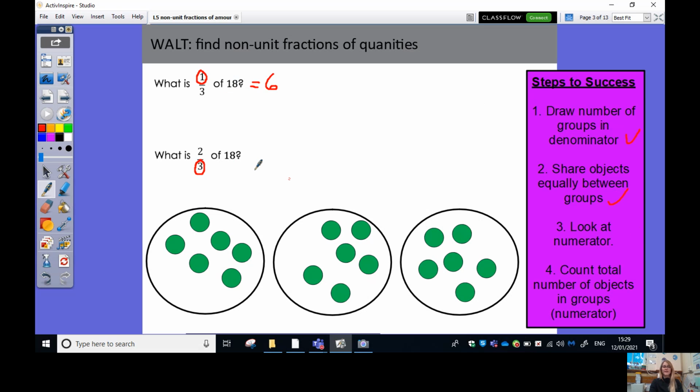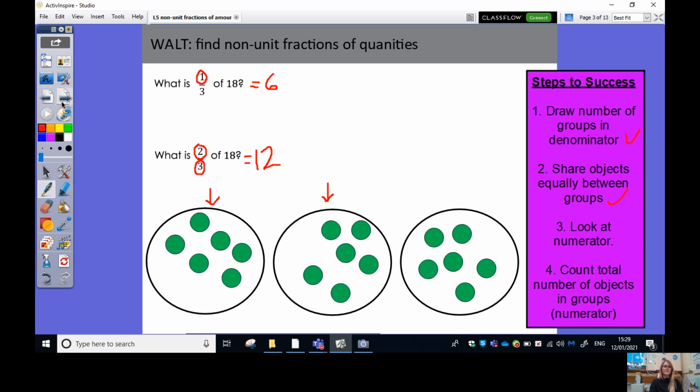Now I need to look at the numerator. This time, this is the step that is different because I have 2. So I'm looking for 2 groups. So 1, 2 out of 3 groups. So I'm going to count how many total objects are in the groups. 1, 2, 3, 4, 5, 6, 7, 8, 9, 10, 11, 12. So there are 12 in total. So 2/3 of 18 is 12.